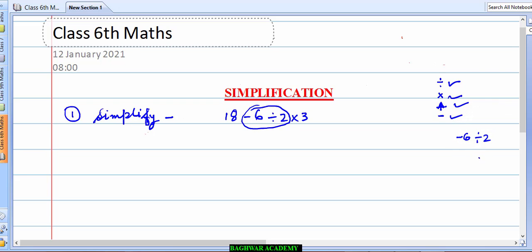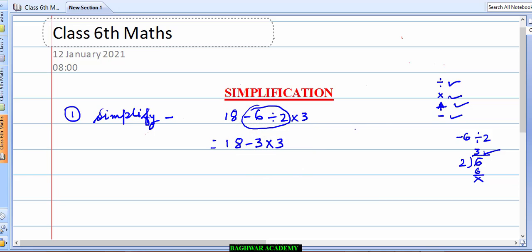So just you divide, minus 6 we have, simply 6 you write, and by 2 you divide this. So this will be 2 3s are 6. This you have got. So 3 you have got, and this sign you will be having minus. So this will become minus 3. So you will write 18 minus 3 into 3.